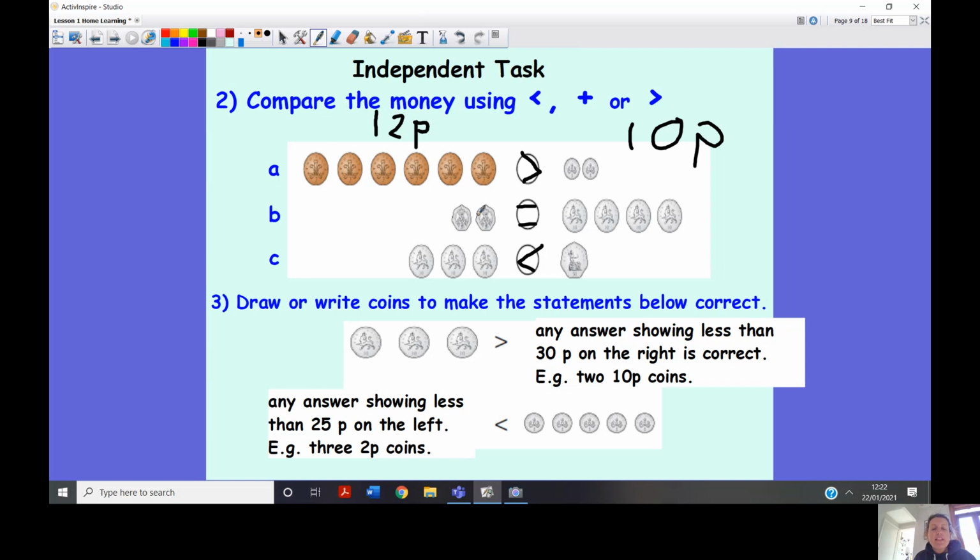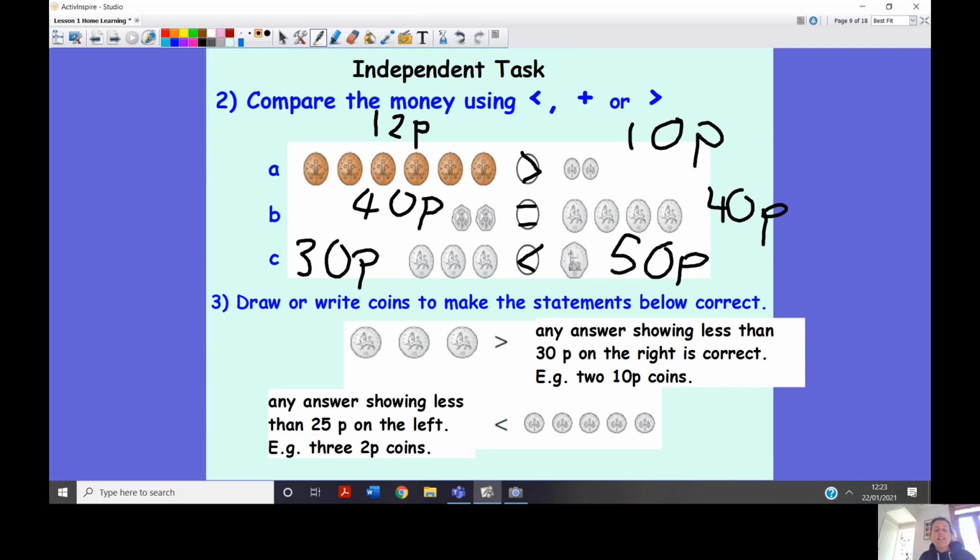Here, I know each one of these little coins is a 20p. 20 and 20 is equal to 40. I'm going to count and see how many of these coins. This is a 10p. 1, 2, 3, 4. That's also 40p, which means they're equal. And then finally, I have here 1, 2, 3 10p's. 3 times 10 is equal to 30. And I have 1 50p here, which means that 30p is less than 50p.